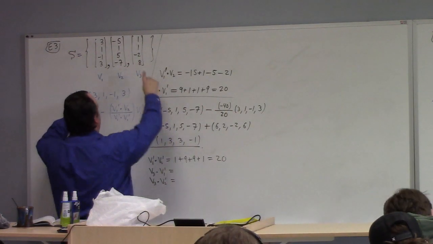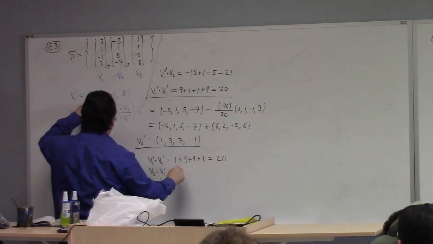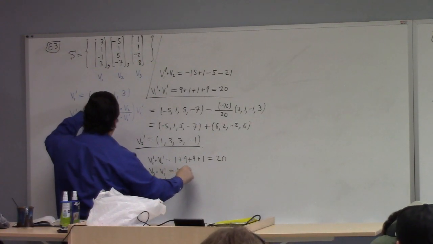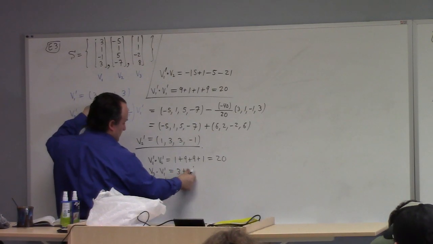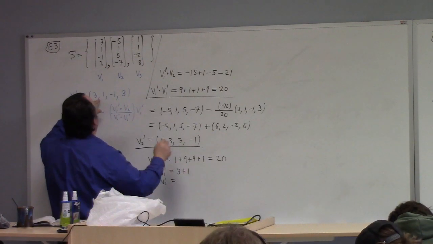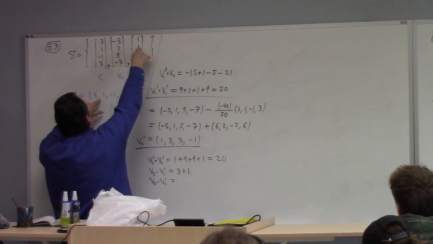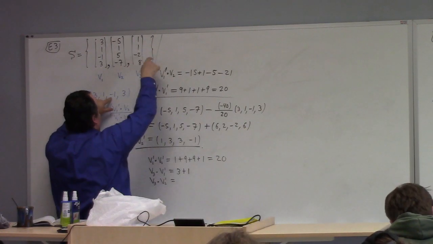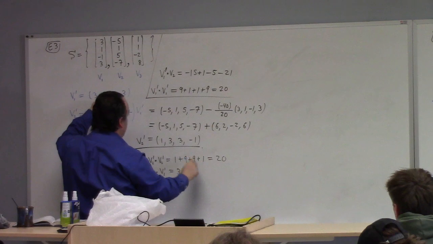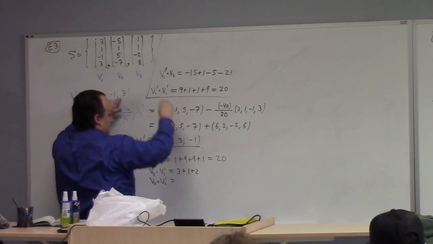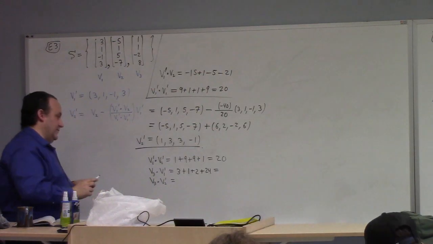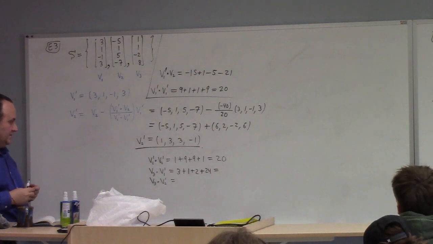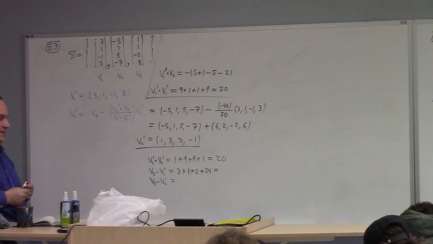It's 3 plus 3. Wait a minute. Hold on. 3 plus 1, right? 3 plus 1. Minus a minus is plus 2 plus 24. Which is 30.